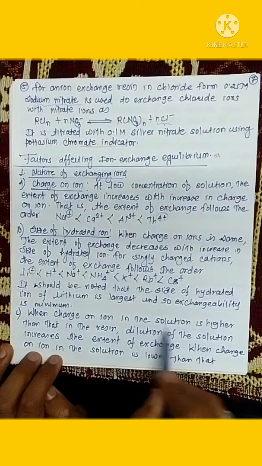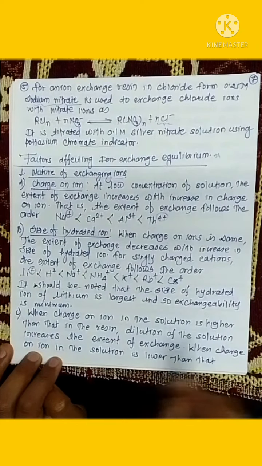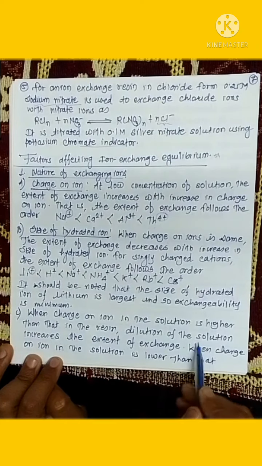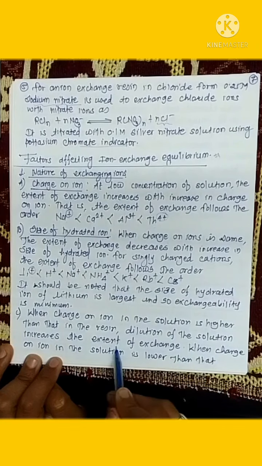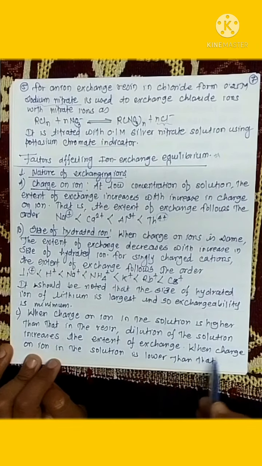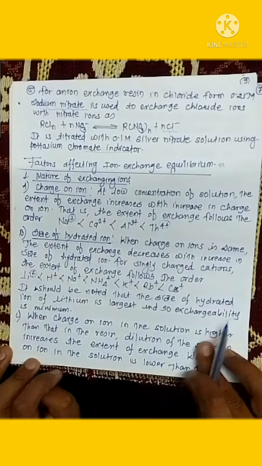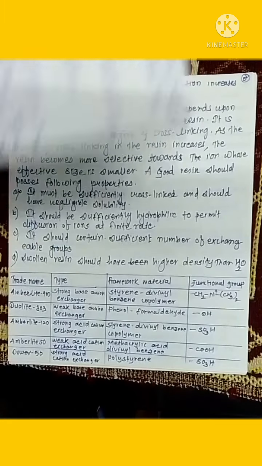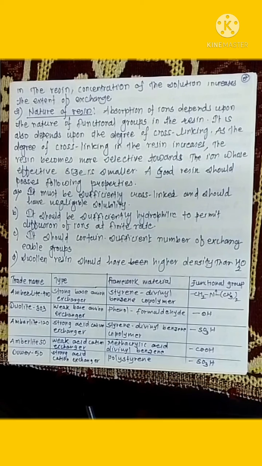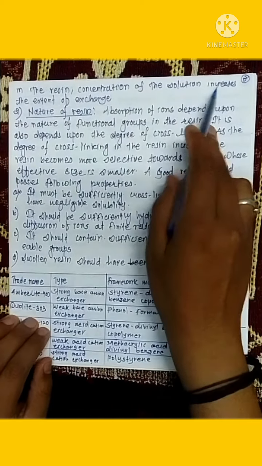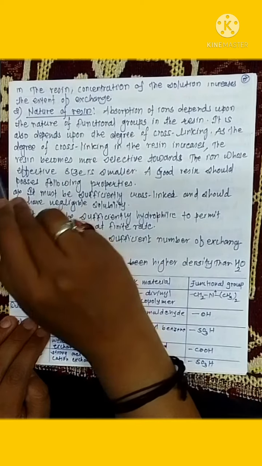When charge on the ion in the solution is higher than in the resin, dilution of solution increases the extent of exchange. When charge on the ion in the solution is lower than in the resin, concentration of a solution increases the extent of exchange.